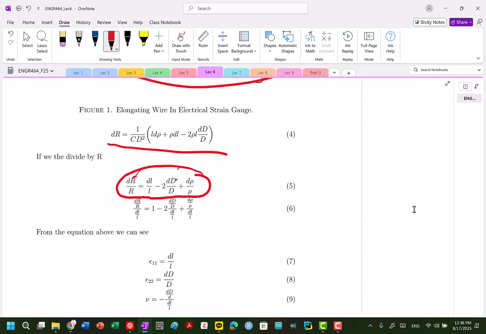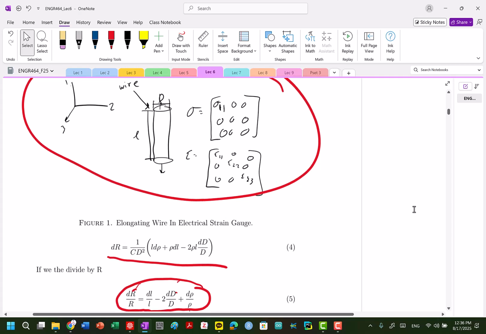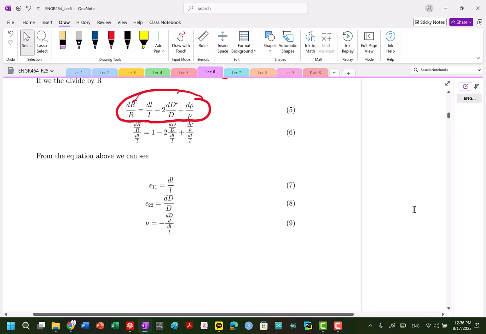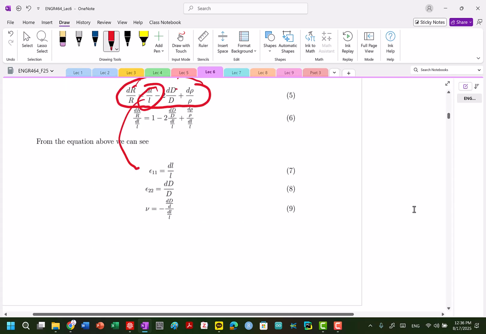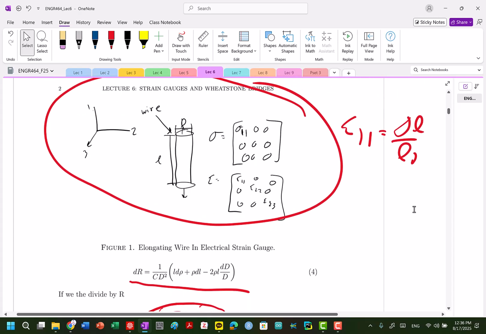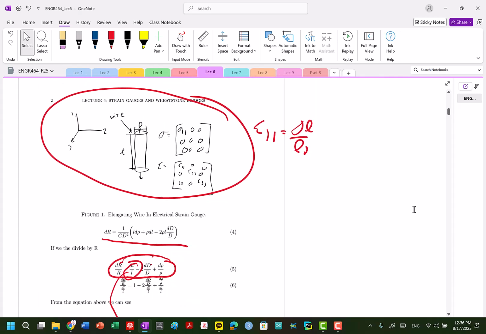Now, if we have this scenario here, what's the strain in the one direction? It's my change in length over my initial length, which is effectively this right here. So this is our strain in the one direction. What about our strain in the two direction? And this is, again, where we need to have a strong knowledge of materials.